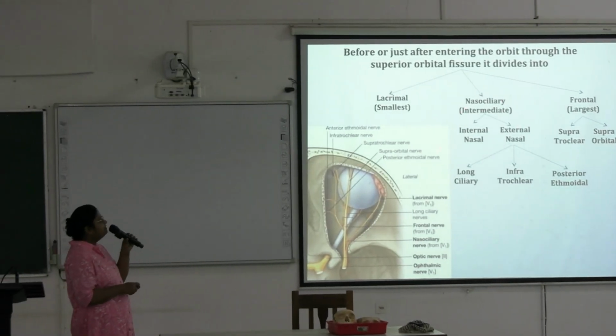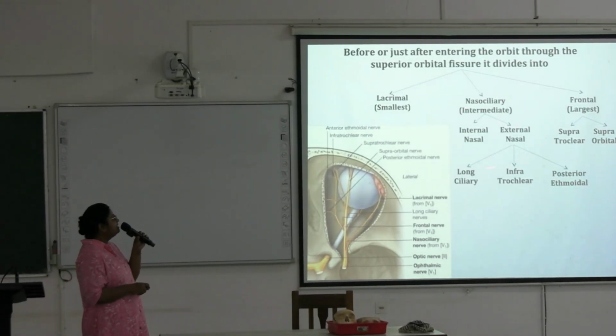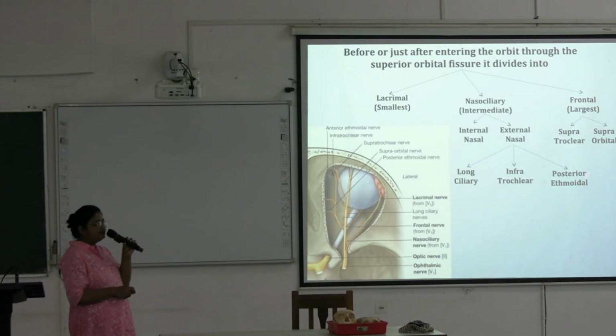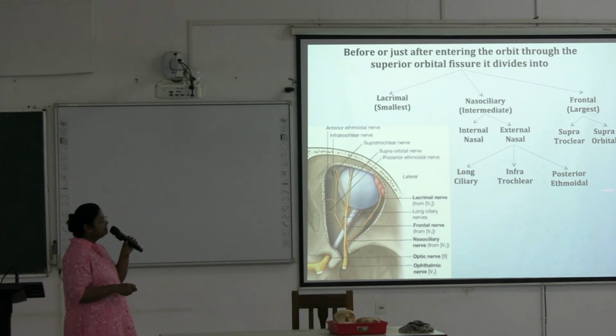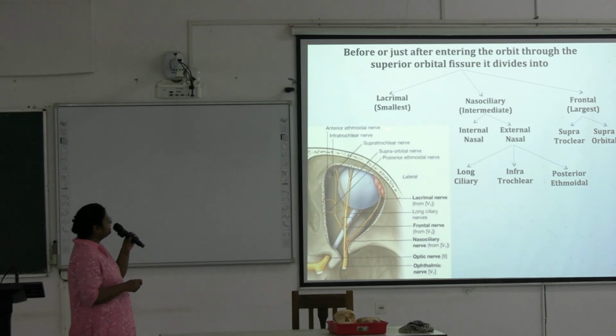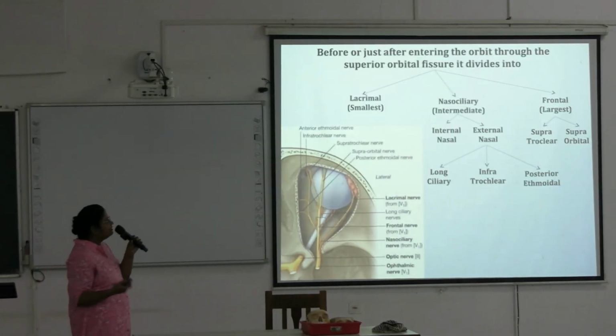Nasociliary, or intermediate, is dividing into two branches, internal nasal and external nasal. External nasal is again divided into three branches: long ciliary, infratrochlear, posterior ethmoidal. And this frontal is the largest branch, dividing into supratrochlear and supraorbital. Here you can see the supratrochlear and supraorbital nerve. Next.